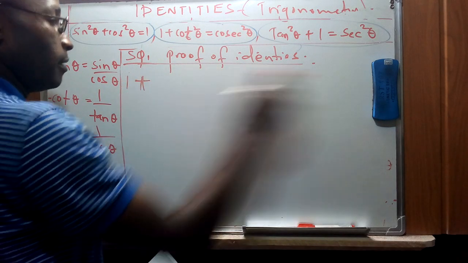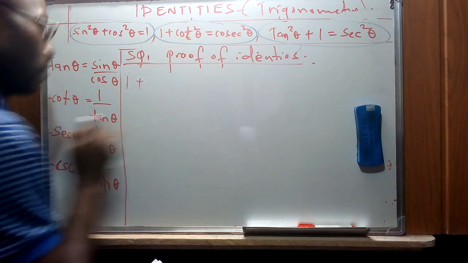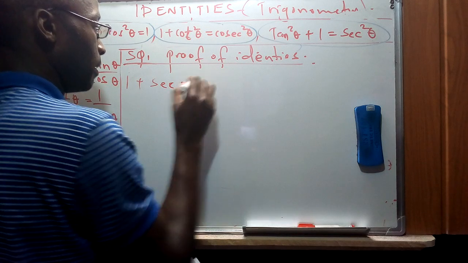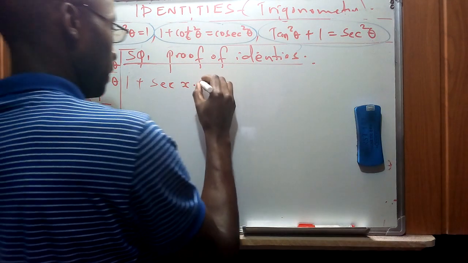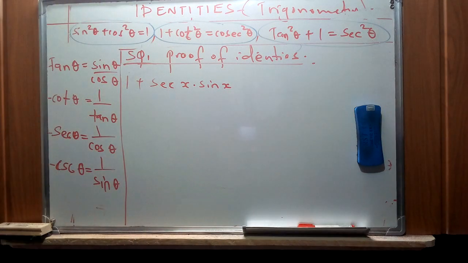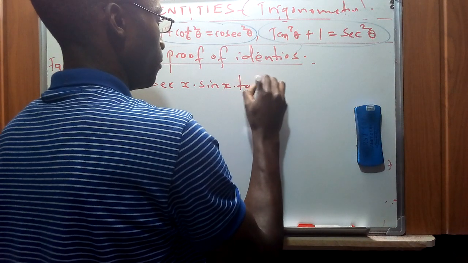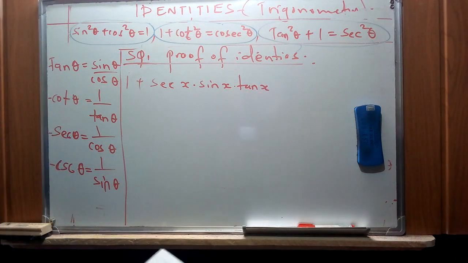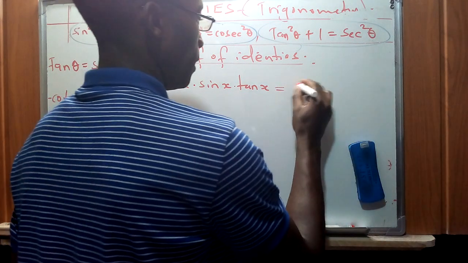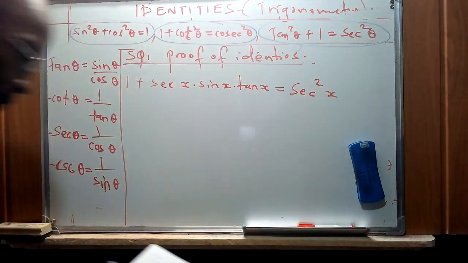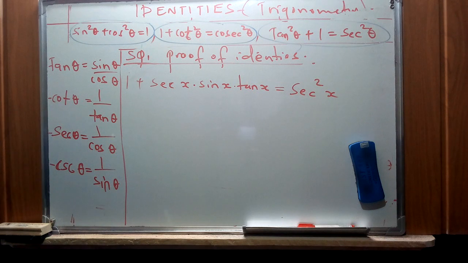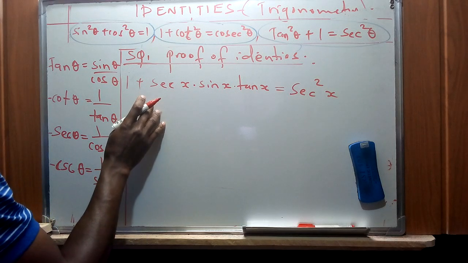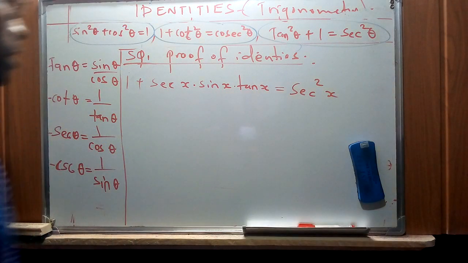Now suppose you are given an expression like this, 1 plus sec x, sine x, tan x. This is the product of sec x, sine x, and tan x equals sec squared x. So in actual sense, for this problem, we are going to justify that the expression on the left side of this equation is equivalent to the expression on the other side of the equation.